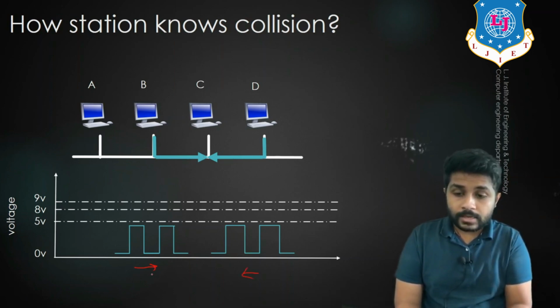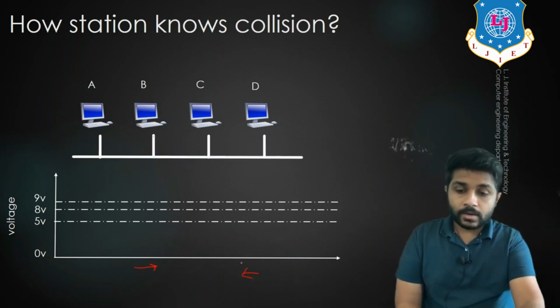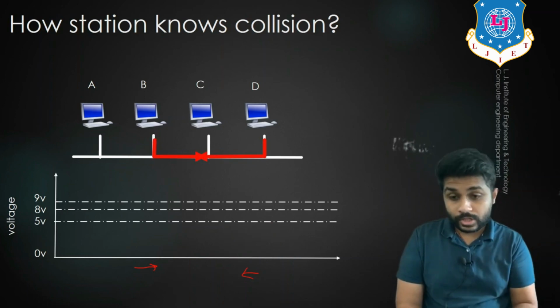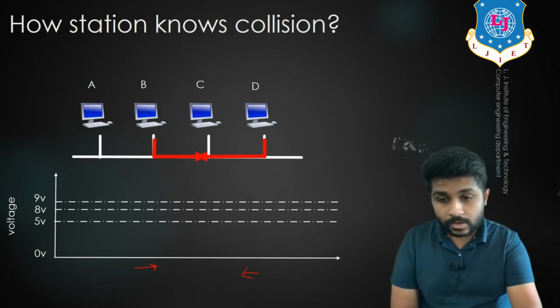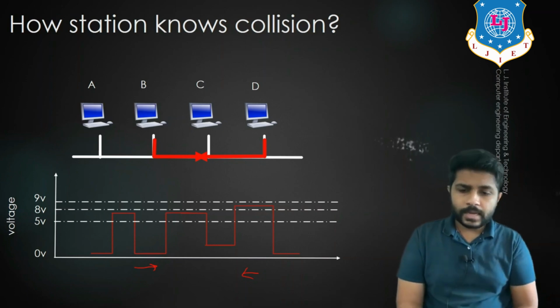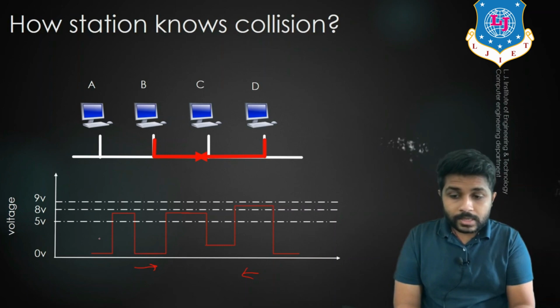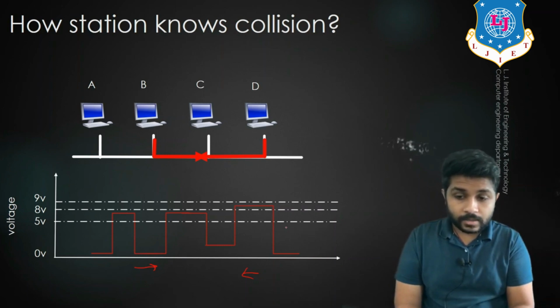Now this signal is traveling from left to right, and this signal is traveling from right to left, and after some time this signal will collide with each other, and when the signals collide, the signal will become something like this. Now if you notice, the signal has changed drastically.